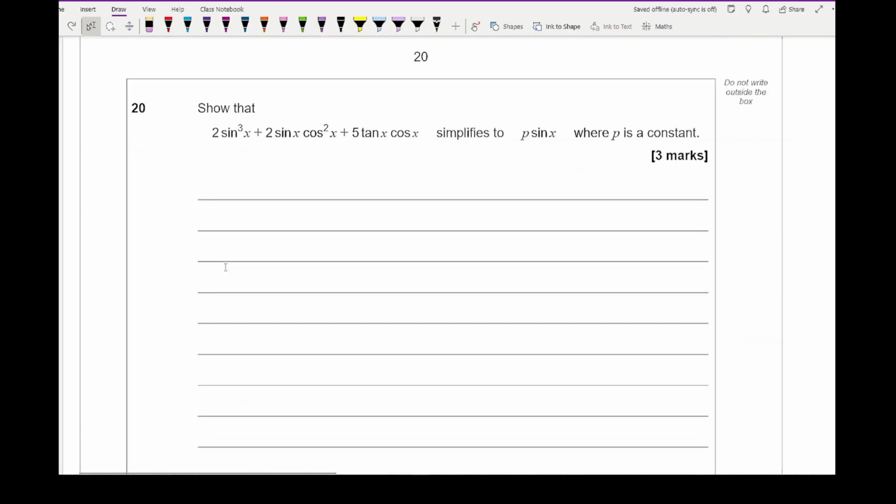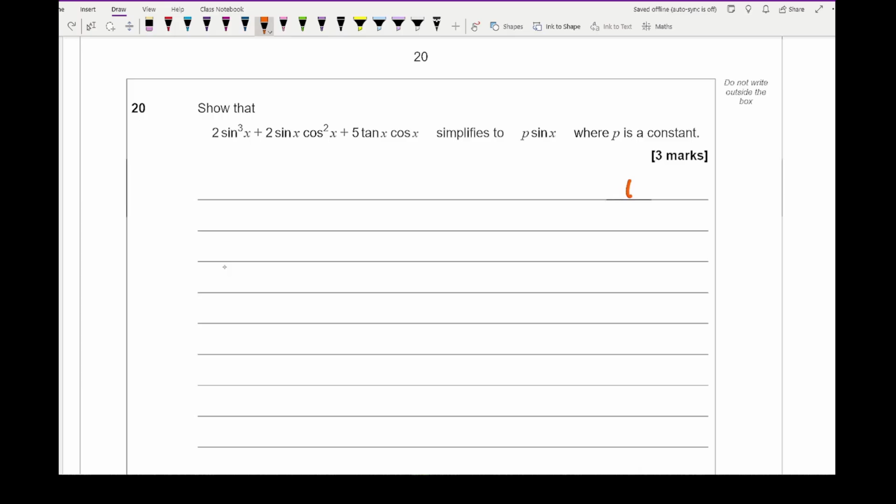Moving on to question 20, it says show that 2 sine cubed x plus 2 sine x cos squared x plus 5 tan x cos x simplifies to p sine x, where p is a constant. For this, we need to use the trig identities. Now the trig identities are as follows.